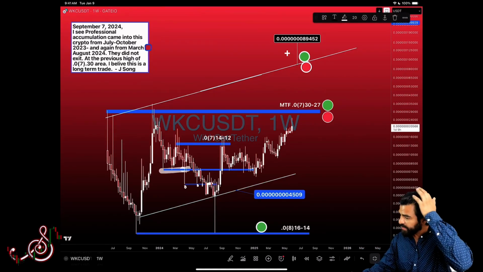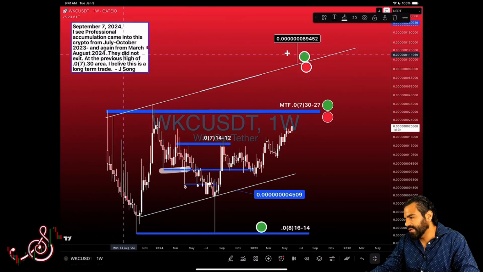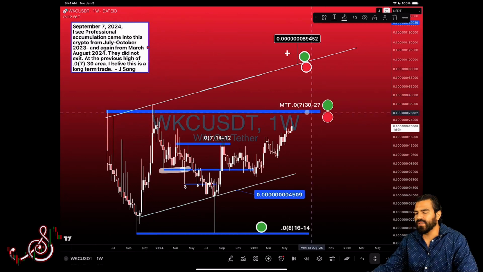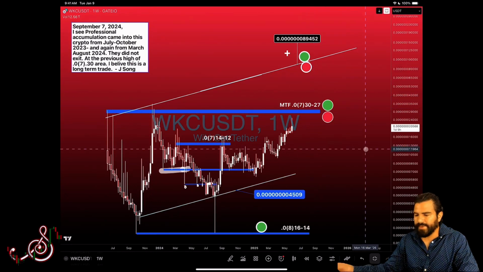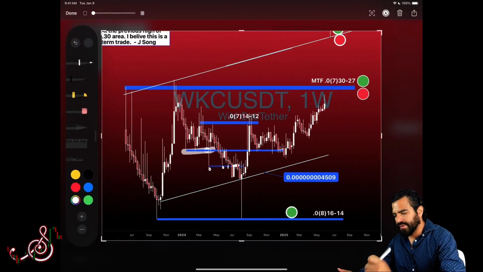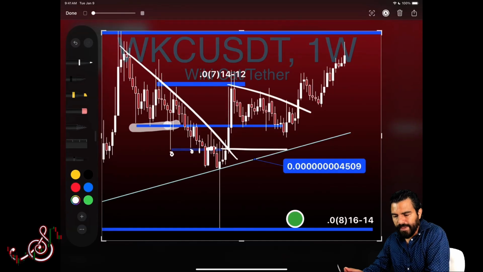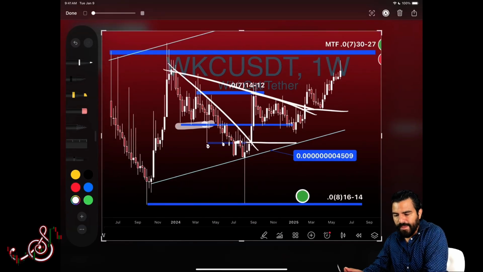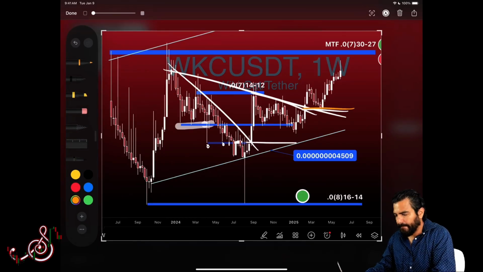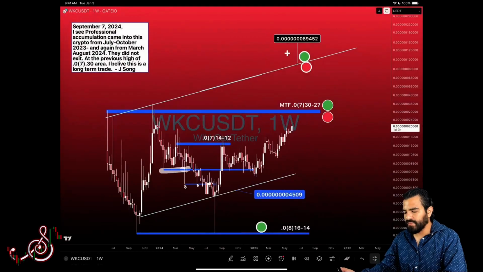move. So professional accumulation came into this crypto from October 2023. Again, they did not exit the previous high of 730 area. I believe this is a long-term trade. Okay, so we're almost there from our old analysis in September. A few areas worth noting: sword cut, double sword cut, and then I'm going to draw our accelerated area for you.